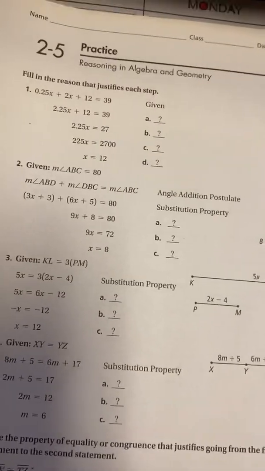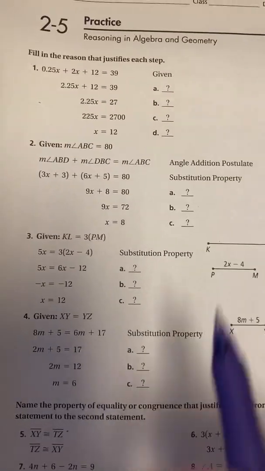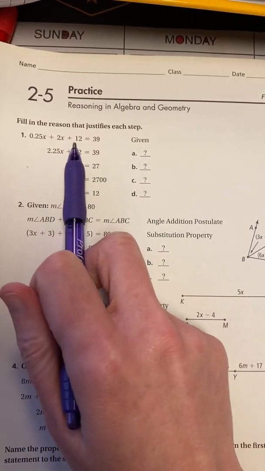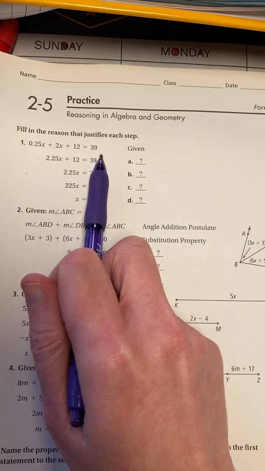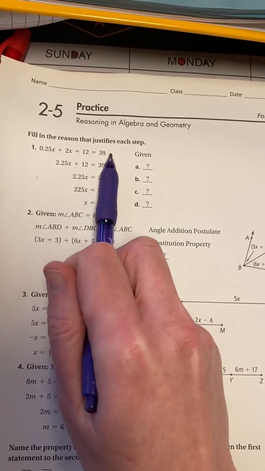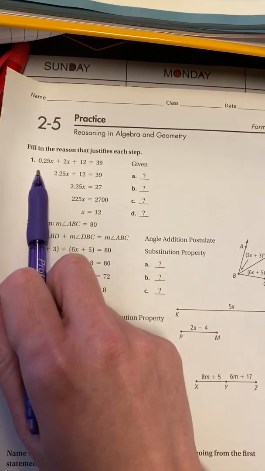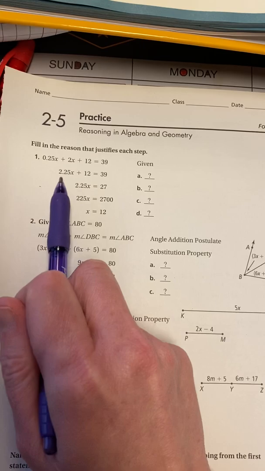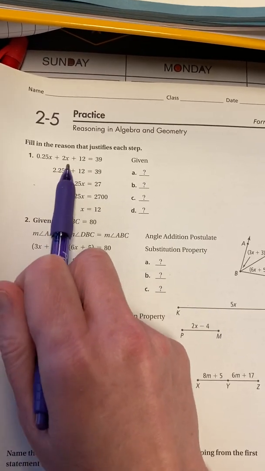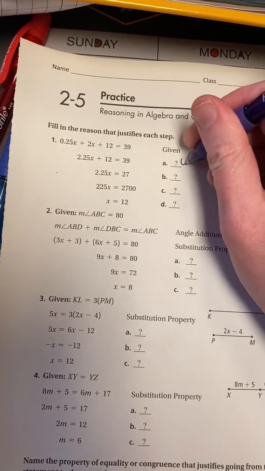Okay, so we're going to fill in the reason that justifies each step. So we have 0.25x plus 2x plus 12 equals 39. That's what's given to us. So from here to here, we're thinking, what did we do, or what could we use? Well, we went from 0.25x plus 2x to 2.25x. So that's called combining like terms. We combined like terms.